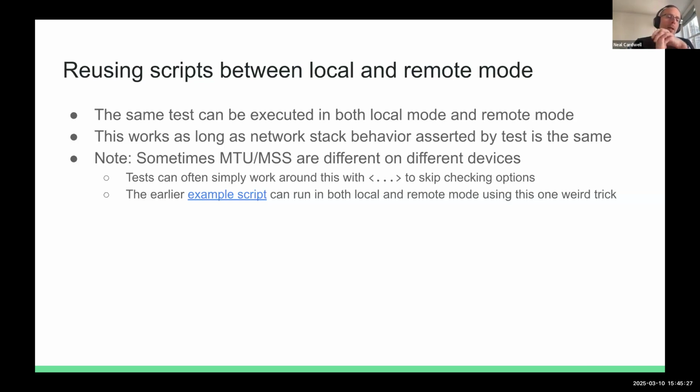One way to deal with this is that you can often work around some aspects of it by, for example, using the feature for outgoing TCP options. You can say, I don't care about the outgoing TCP options in the SYN-ACK or SYN because I don't care what the MTU is of this device, or I don't care what the receive window is in this case. You can make a given test work in either mode by strategically eliding your assertions here. In the example script that I provided a few minutes ago, that one actually can run in both local and remote mode because it's using that trick.